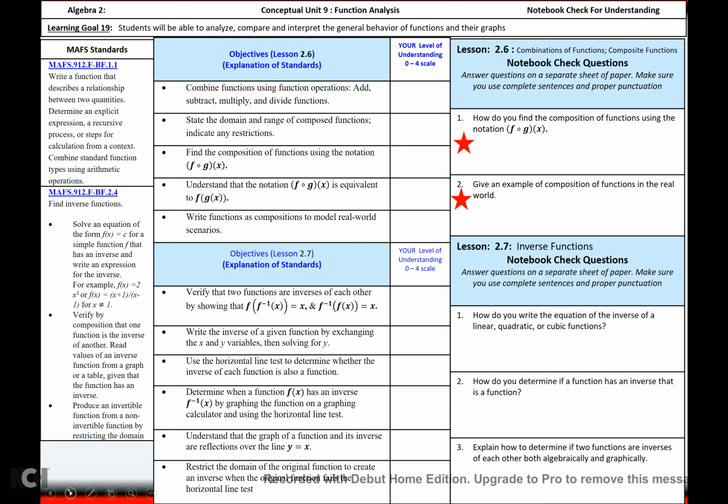Alright, so how do you find the composition of functions using notation f of g of x? You plug in g of x for the x's in f of x and simplify. And give an example of a composition of functions in the real world. We just did one, the jeans problem. You could make up one of your own.